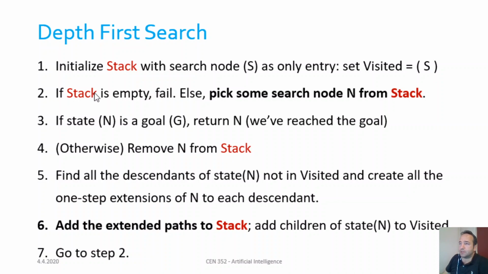There will be a while loop here. It is going to check the stack. If it is empty, it means you failed. Else, pick some search node N from the stack. If state N is a goal, G, then return N. We reach the goal, so we can break the loop and just return the path. This is our path. Otherwise, remove N from the stack. Find all descendants of state N not in visited, and create all one-step extensions of N to each descendant. Add the extended paths to the stack. Add children of state N to visited, then go to step 2 again.